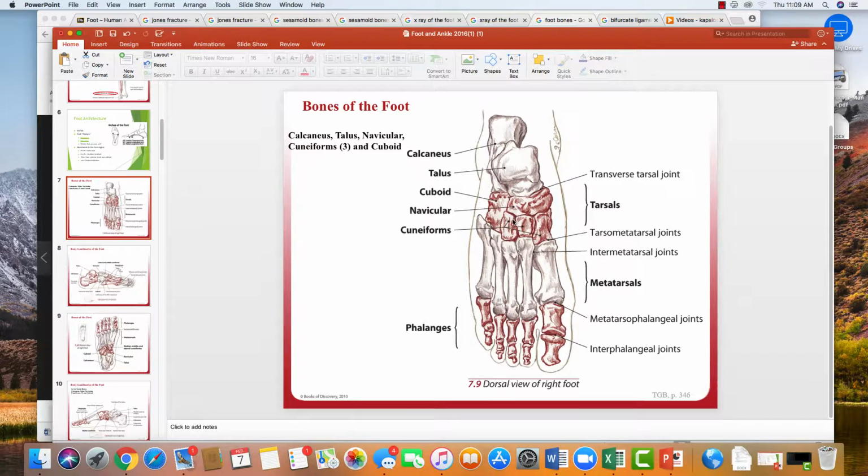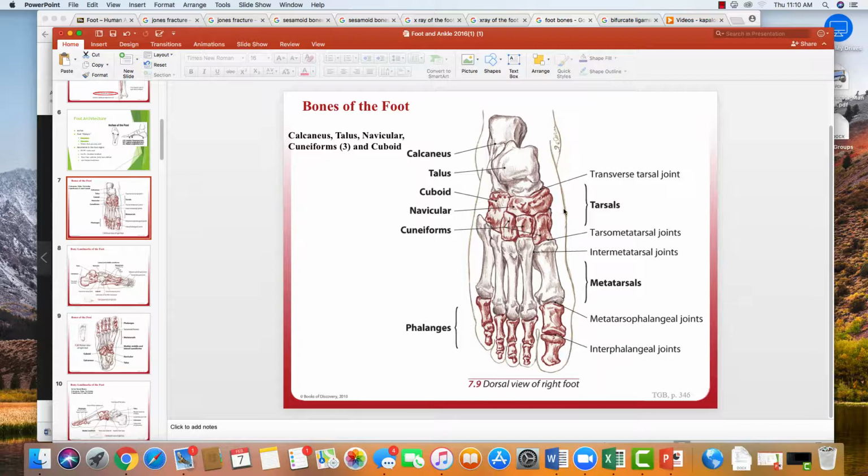I think it's a big misconception that with the cuneiforms we hear lateral, middle, medial, and a lot of people think that the navicular is more medial than all of them, and these are in the middle, but you can see how the cuboid and the navicular do touch right here, and then those cuneiforms are distal to the navicular. Important to remember when we talk about ligaments in just a moment.